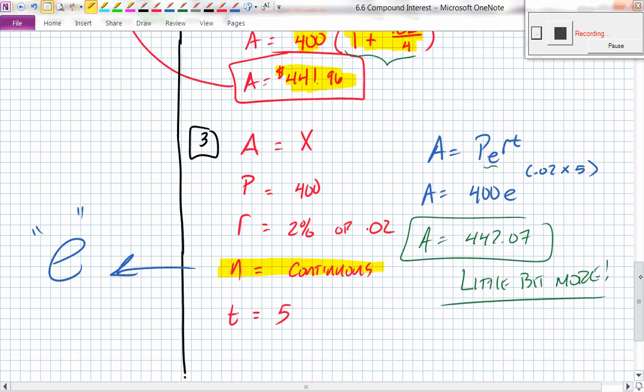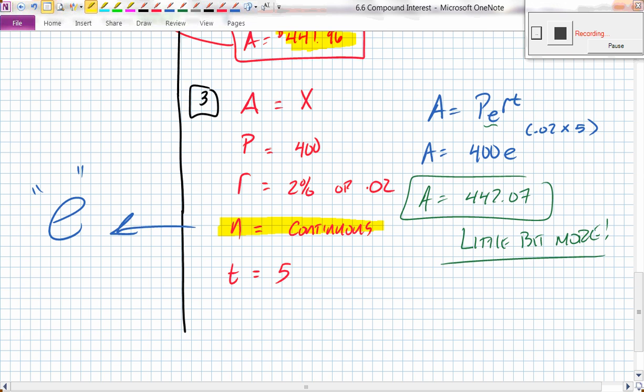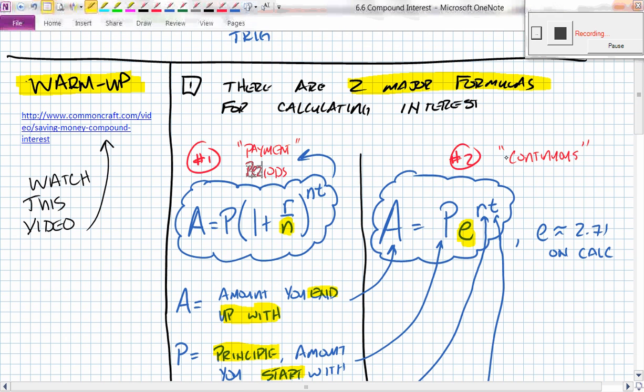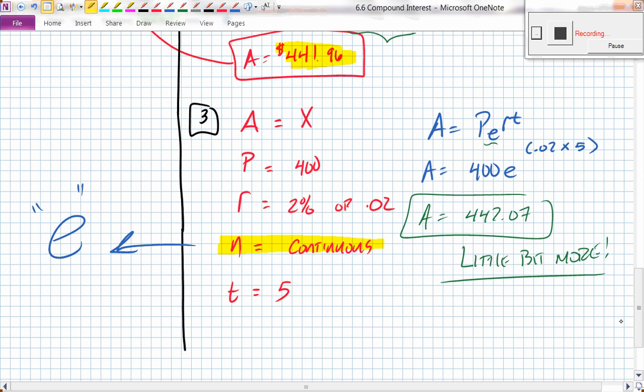And then in the third box, we did the exact same problem, except we changed n to continuous. That's the clue: when you see continuous, you're going to be using formula number 2, the continuous formula. Whenever it says continuous in your problem set, you use A equals Pe to the rt. So x is the amount we're looking for, A. We still had $400, 2% as 0.02, n was continuous so we use e, and T was 5 years. We plugged it into our calculator and got $442.07, just a little bit more than before. And that was basically what we did today. All right, compound interest.